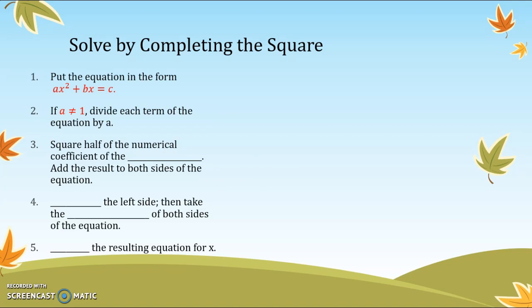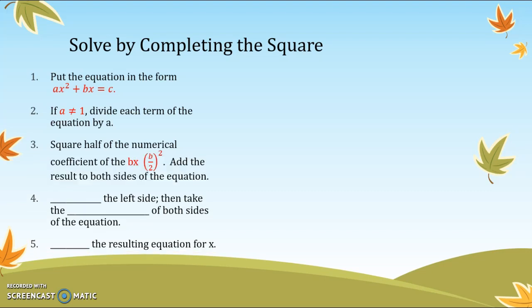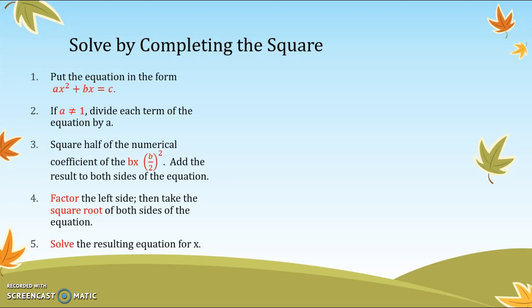Then we will square half the numerical coefficient of the bx value. So I'm going to take b, divide it by 2 and square it, and add the result to both sides of the equation. Step 4, we're going to factor the left side and then take the square roots of both sides of the equation. And finally, we'll solve the resulting equation for x.